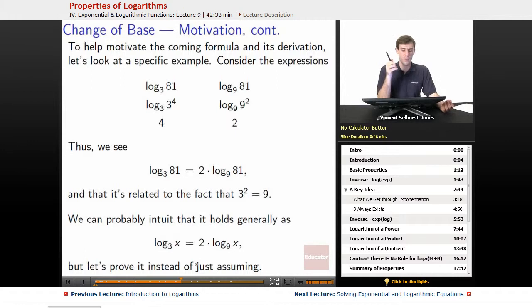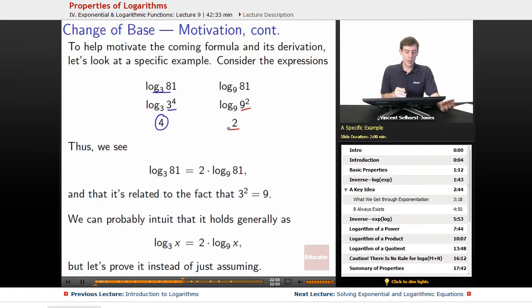To help motivate the coming formula and its derivation, let's look at a specific example. So consider the expressions log base 3 of 81 and log base 9 of 81. Log base 3 of 81, well, we could rewrite 81 as 3 to the 4th, so that's just 4. Now, log base 9 of 81, we could rewrite as 9 squared, so with base 9, that would come out as 2.